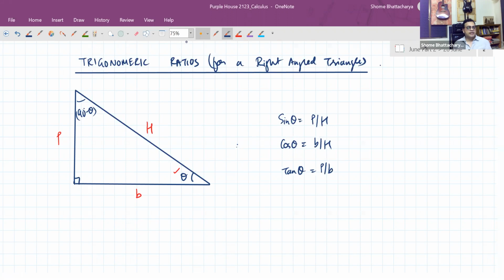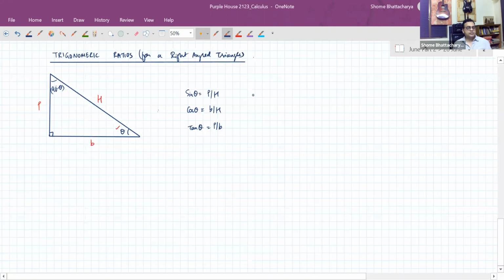As you know, trigonometrically we define sine theta as perpendicular upon hypotenuse, cos theta as base upon hypotenuse, and tan theta as perpendicular upon base. And you can directly see from here that for sine of 90 minus theta, if you take this as your reference, this is the opposite side now. So it will become b upon h, which is the same thing as cos theta. So we have this identity that sine of 90 minus theta is cos theta, or sine of pi by 2 minus theta is equal to cos theta.